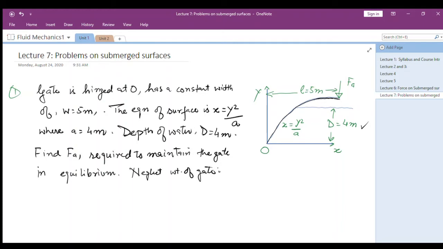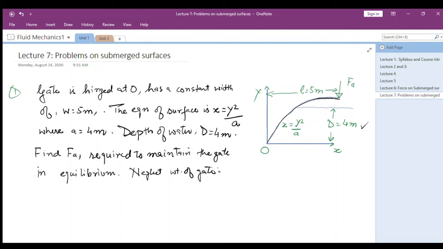From your mechanics, you already know it's a case of statics, a static equilibrium. So if you can find the moment about this hinge point O, and use moment equilibrium, summation of all moments equal to 0, then you can find the value of Fa. But first of all, you would have to find what the forces are due to this water, which is at a height of, let's say, 4 meters. That's the first thing you need to find.